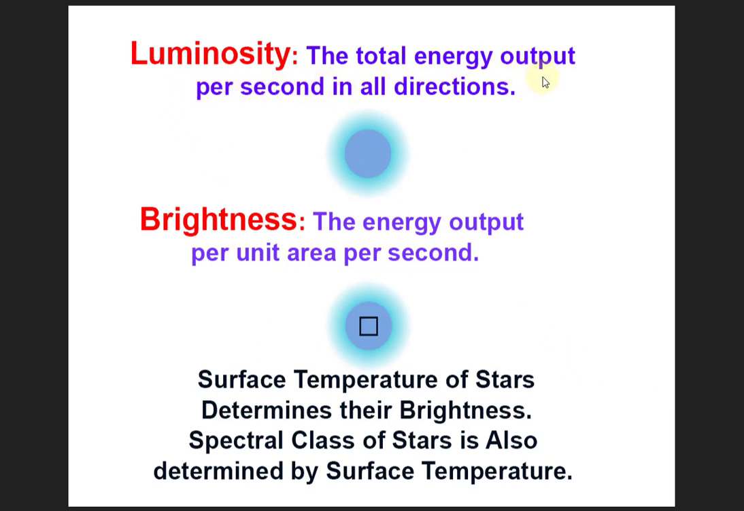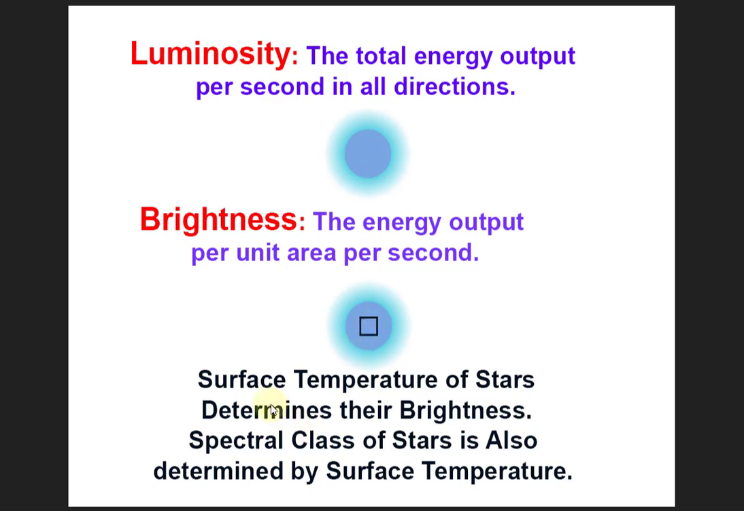Luminosity is the total energy output per second in all directions. So if you could put a net around the sun and capture all the photons coming out of the sun every second, that'd be the luminosity of the sun. Brightness, on the other hand, has to do with how much energy is coming out per unit area every second. So if we look at the sun and see how much energy is coming out of 1 square meter of the sun, that will be the brightness of the sun.